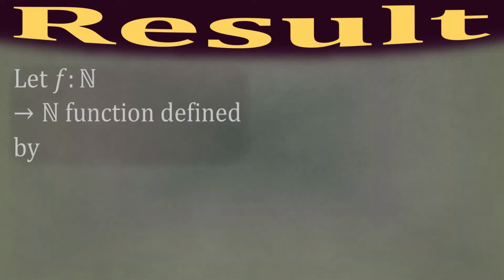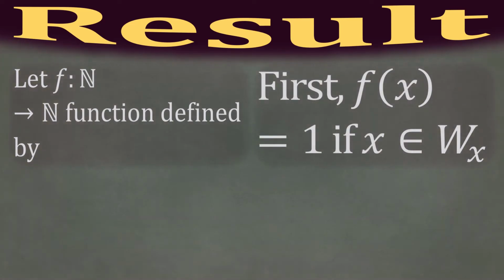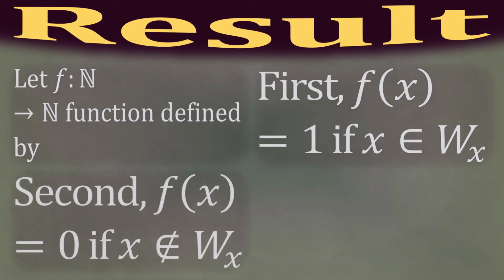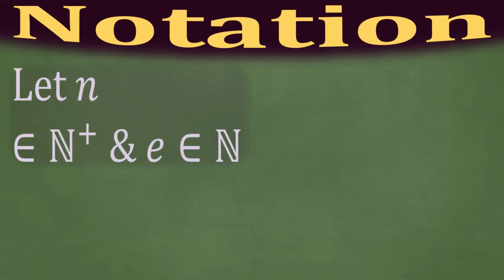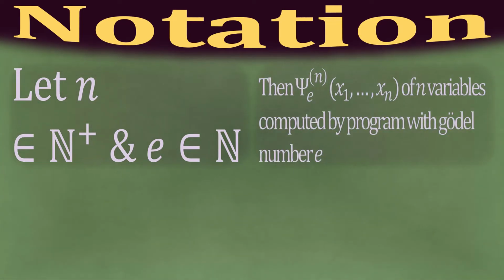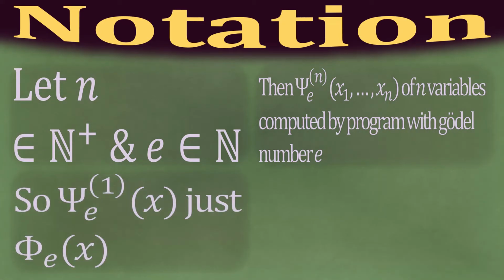Hence, we get the following result. Let f from the naturals to the naturals be the function defined by, first, f(x) equals 1 if x is in W_x, second, f(x) equals 0 if x is not in W_x. Then f is not computable. Next, let's give some notation. Let n be a positive natural number and let e be a natural number. Then psi_e^[n](x1, ..., xn) is the partial function of n variables computed by the program with Gödel number e. So psi_e^[1](x) is just phi_e(x).